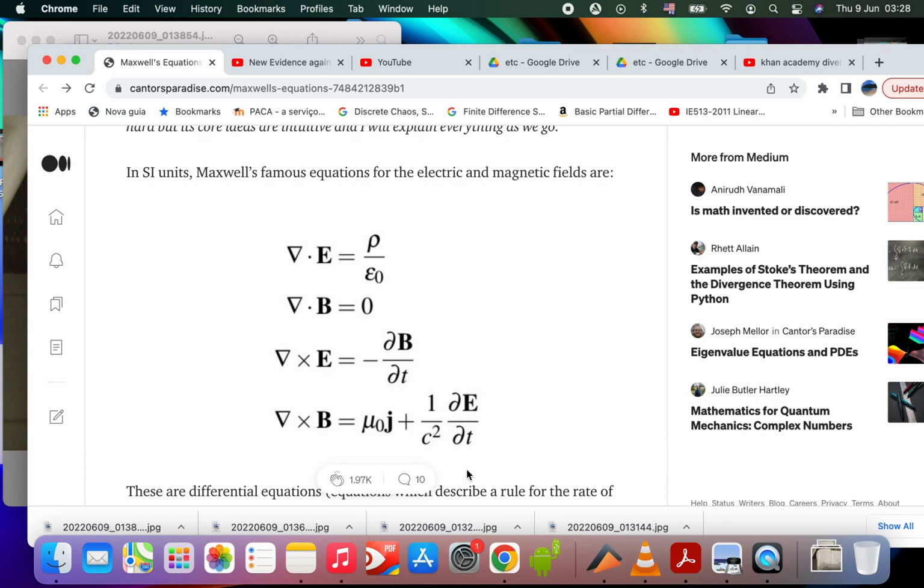Now let me go straight to the point, okay? Because we have a rotating magnet, we can draw the B field on every point of this rotation. Because we can draw the B field on every point of this rotation, we will always be able to calculate this bottom quantity, the curl of the B field.